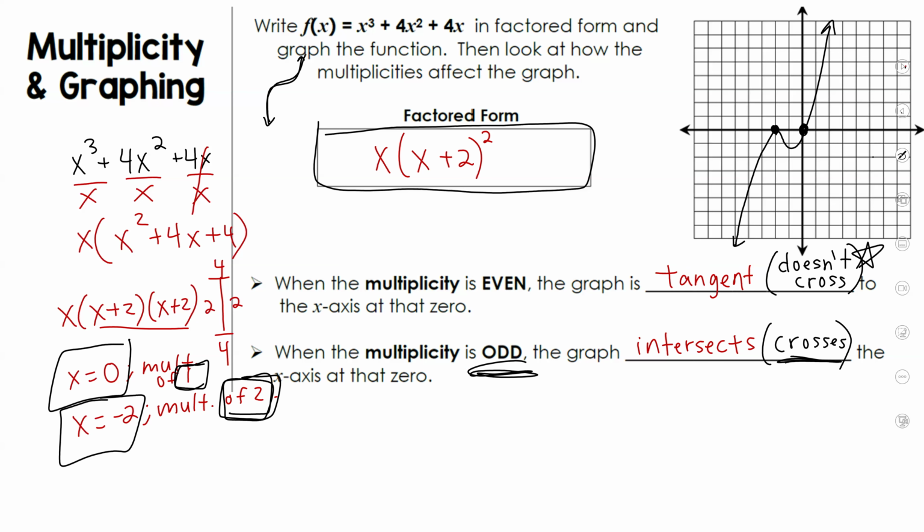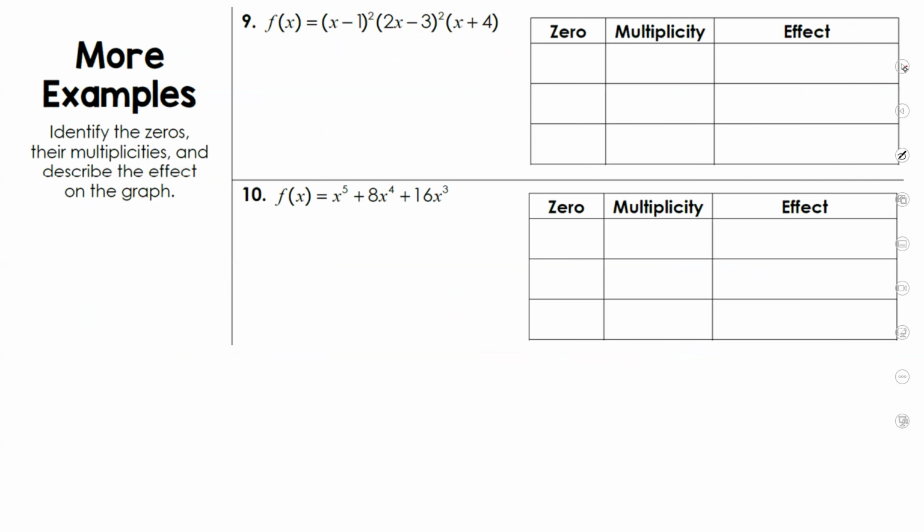All right, let's try another one. Here they gave you the linear factors. If I set this equal to 0, what will I get? 1. If you set this one equal to 0, what will you get? Yes, you get 3 halves. Let me just show my work. Add 3 to the other side and then divide by 2. You'll get 3 halves. And if you set this one equal to 0, -4.